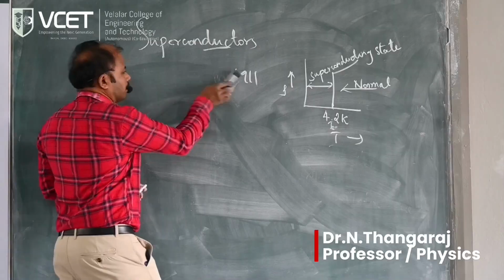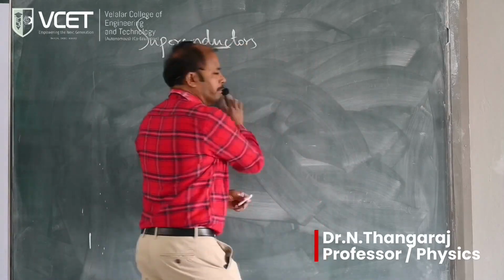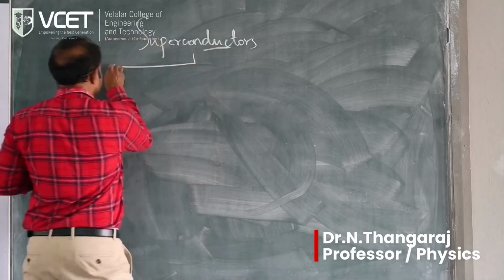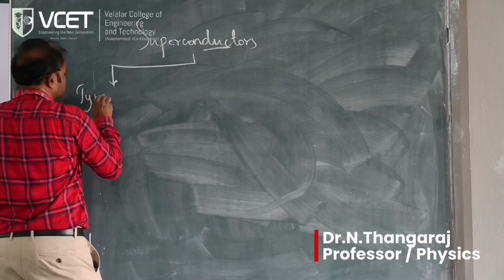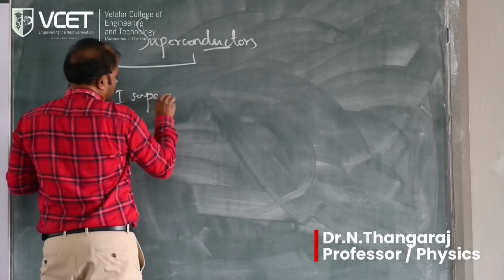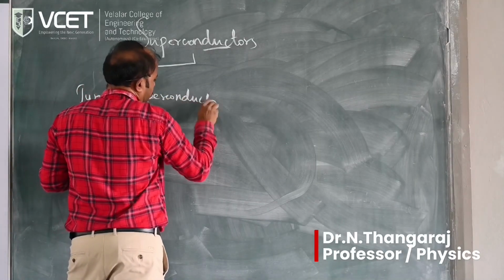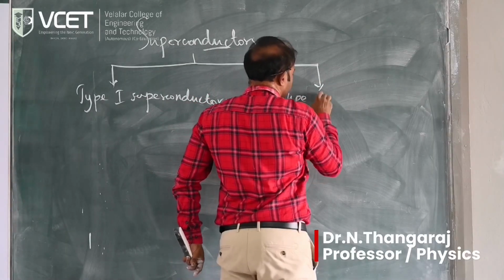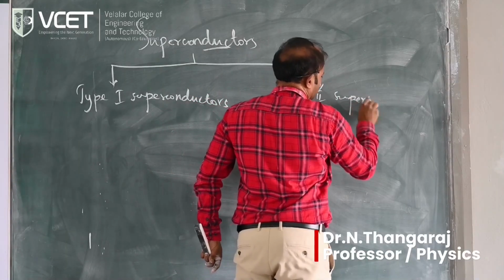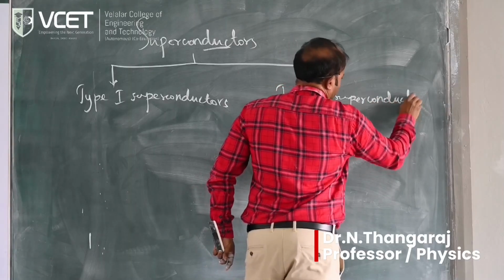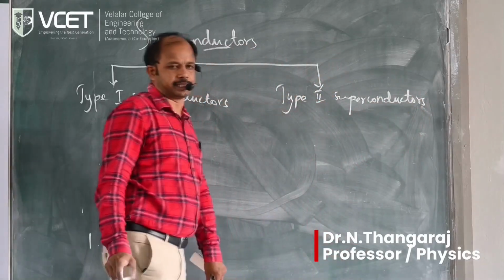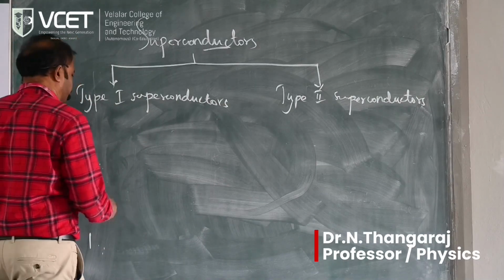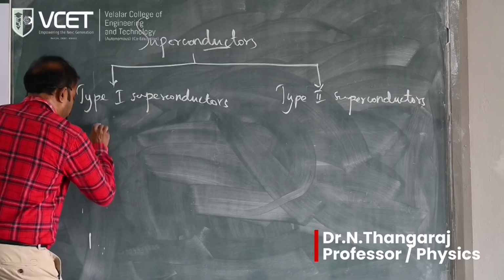Based on the magnetization behavior, the superconductors are classified into 2 categories. The first one is type 1 superconductor. The second one is type 2 superconductor. Based on magnetization, when the superconductor is placed in a magnetic field, in this type 1 superconductor, what happens?